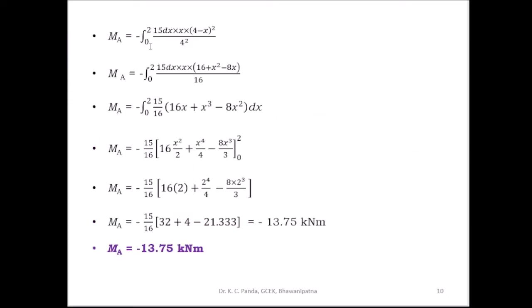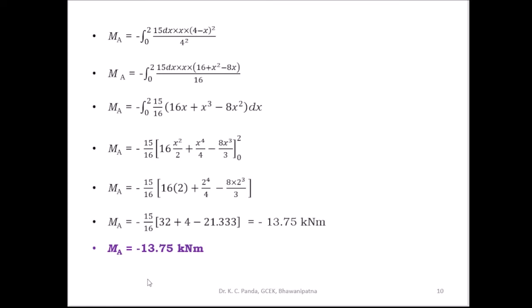So MA is equal to minus integral 0 to 2, 15 dx into x (4 minus x) whole square by 16 square. Then MA is equal to minus integral 0 to 2, 15 dx x then (16 plus x square minus 8x) by 16. Then after integrating and putting the limit 0 to 2, you get the piston moment at A equal to minus 13.75 kilonewton meter. So this is the piston moment at the end A.